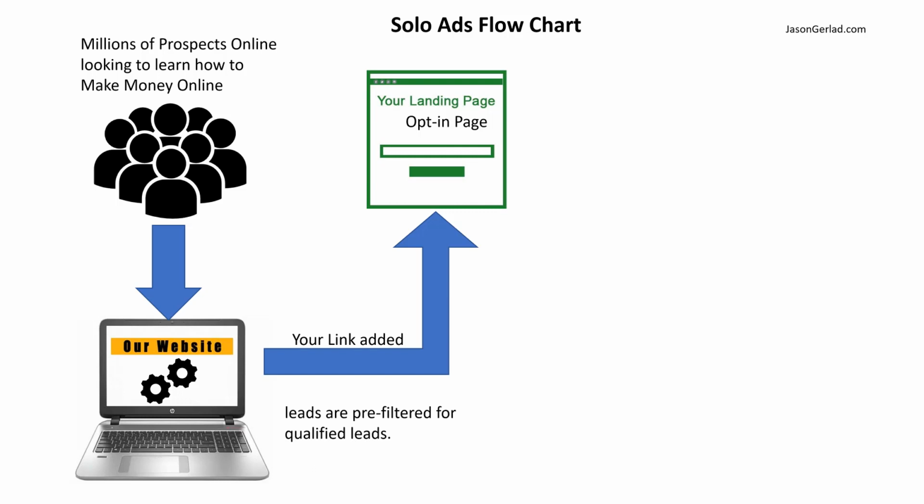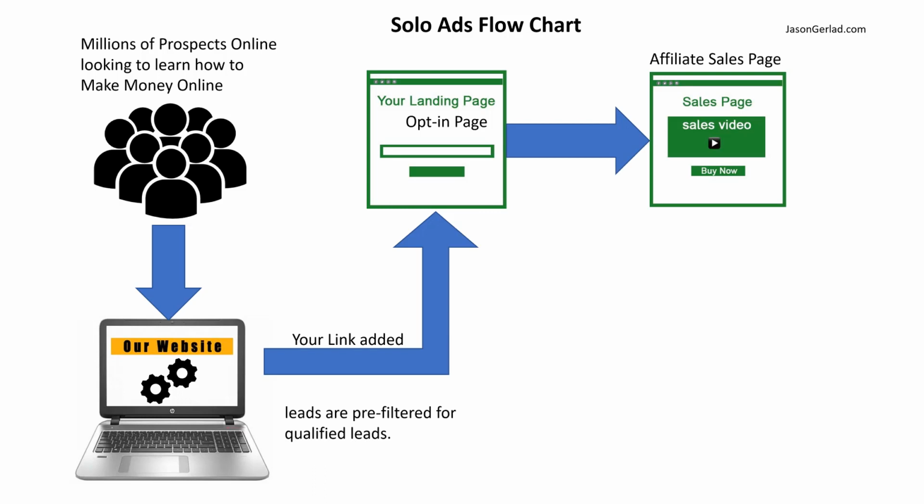And it's very cool, it's very fast, and if that customer likes your opt-in page, they will put their name and email on the list, and then you send them directly to an affiliate sales page, or it could even be your own product that you're selling, and then you can make money directly from those people coming in.